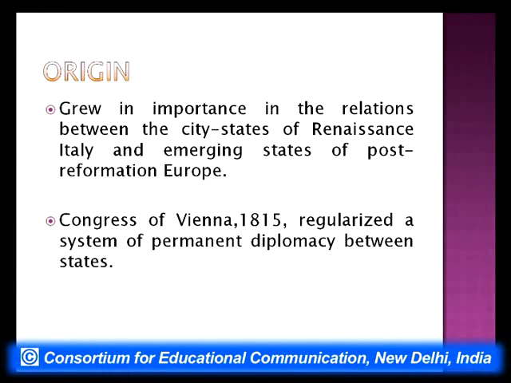And finally, in 1815, with the Congress of Vienna, the system was regularized and permanent diplomatic missions were established between states, and there were permanent representatives. There was trained staff who would carry out the diplomatic procedure.